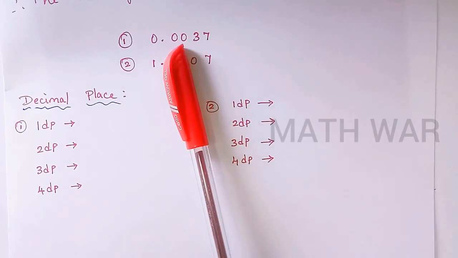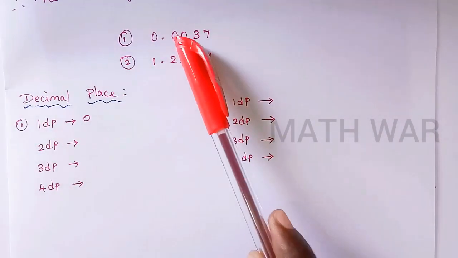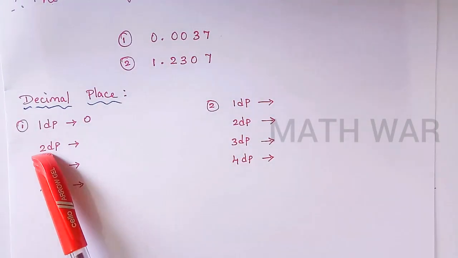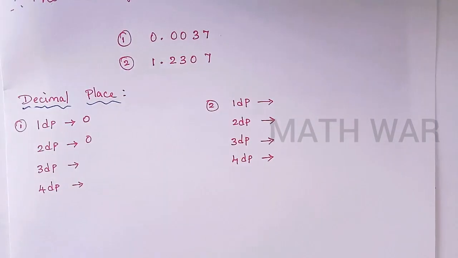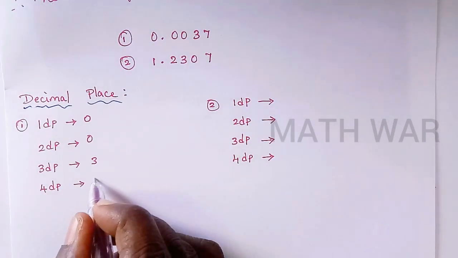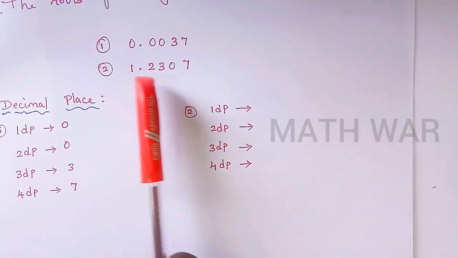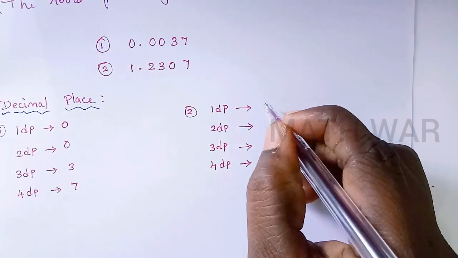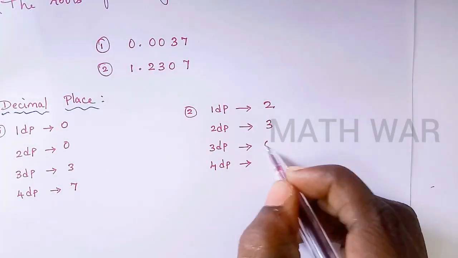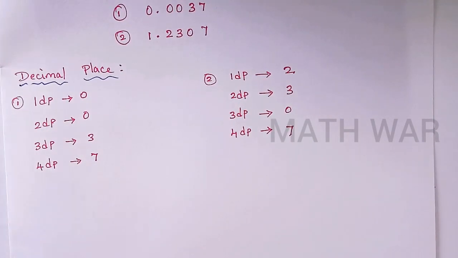You can see from the first example, the first decimal place is 0. After the decimal point, the first digit is 0. So the first decimal place is 0. The second digit is again 0. So the second decimal place value is also 0. And the third decimal place, the third digit is 3. The fourth decimal place is 7. In the same way, in the second example too, after the decimal point, the first digit is 2. So the first decimal place is 2. The second digit is 3. So the second decimal place is 3. Third is 0 and then 7. This is what decimal places are. It is very easy to keep in mind.